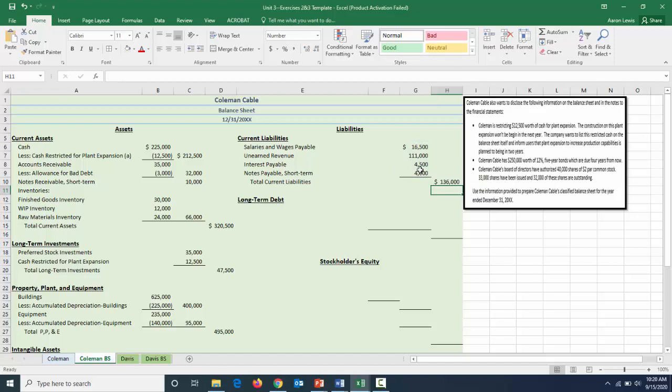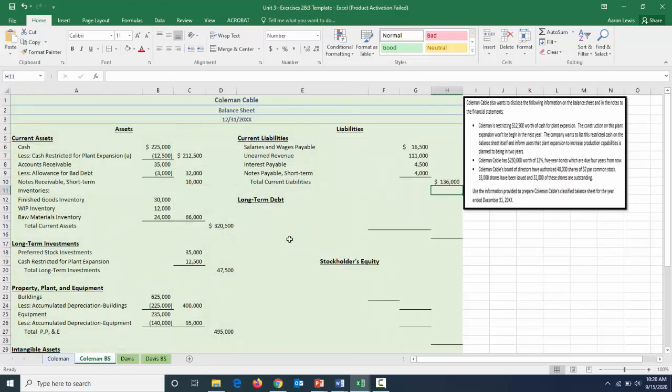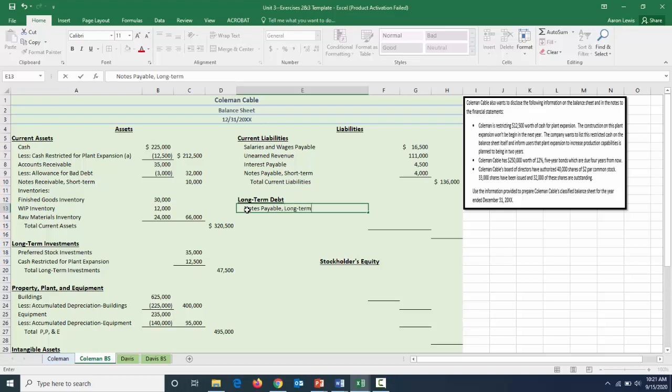And it was 136,000. Next up, we can move on to our long-term debt. For our long-term debt, we look and we see we have three things: our notes payable in the long term, our bonds payable, and our discount on bonds payable. Well, let's go through and put the note in first. So here, under long-term debt, we're going to put our notes payable in the long term onto our balance sheet.